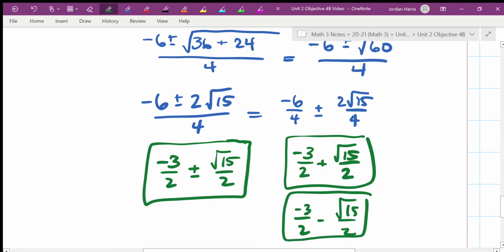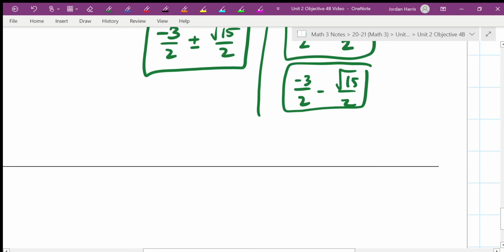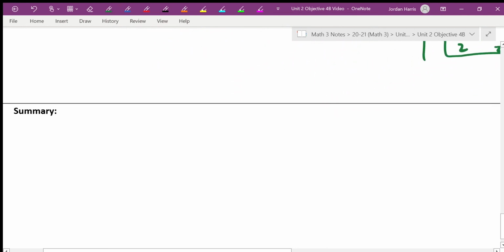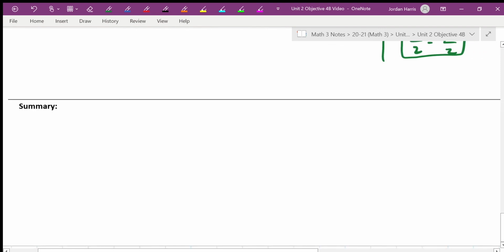This little symbol means the first one is negative 3 over 2 plus root 15 over 2. The second one is negative 3 over 2 minus root 15 over 2. That is the same thing, so it's either one of these. You can write either one. You don't have to write both, either one. But you need to understand that plus or minus means plus 1 and the minus 1. 2 solutions. Okay, so you have plenty to think about. Your essential question, don't forget, write a 3-sentence summary.